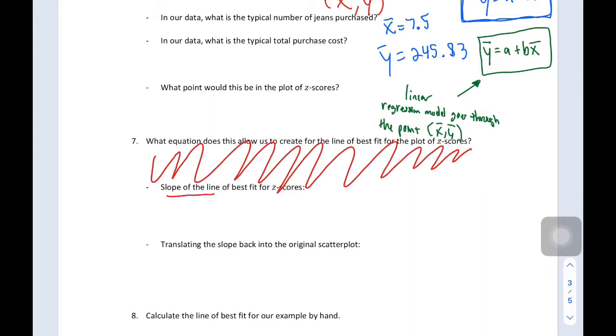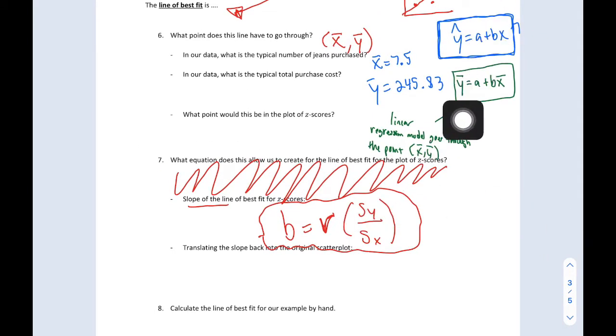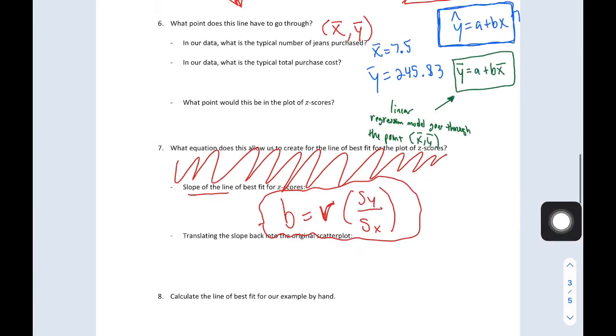And then the slope. The slope, we know from looking at our equation, is b. And there's actually another way to find out what the slope is. I'm not going to get into how we got this equation, but to find the slope, you can take your correlation coefficient r and multiply that by the standard deviation of your y coordinates divided by the standard deviation of your x coordinates. This equation is also on your formula sheet. So these 3 equations here are all on your formula sheets.